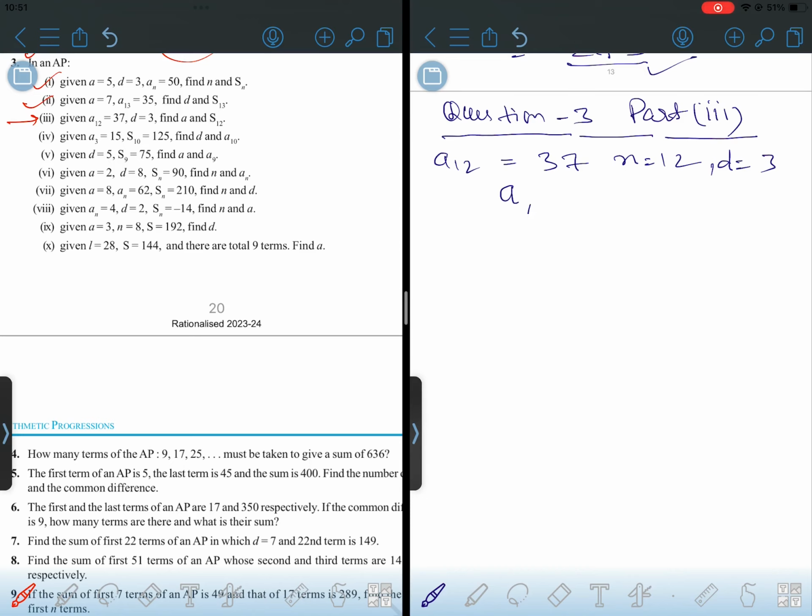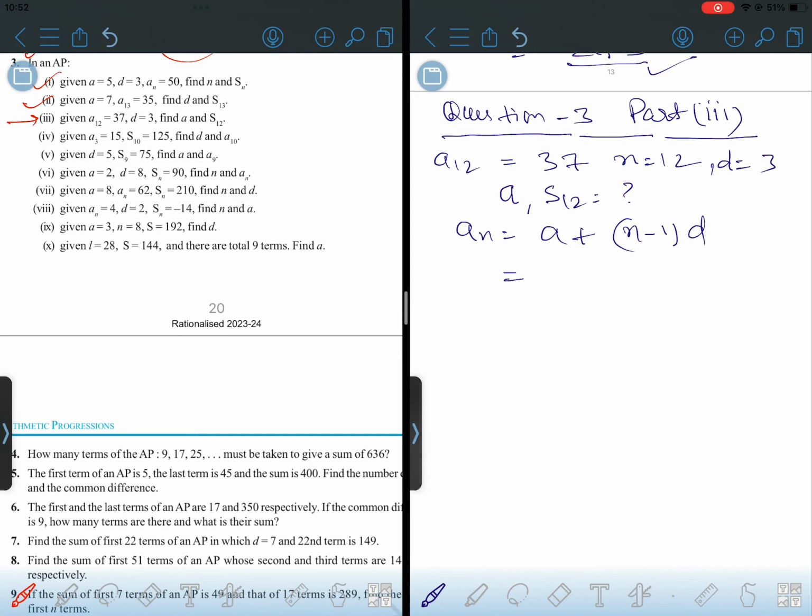And S12, we have to find out. So we are given the nth term, right? So we have to find out the first term by that. So An is equal to A plus (n minus 1) into d. See, we are using the same formula every time, right? Because sometimes they have given one formation, sometimes something else. So we are using the same formula, and with various combinations, we are trying to find out the values.